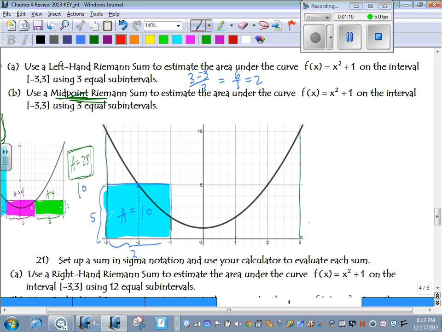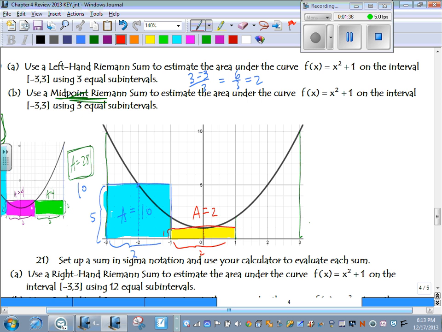Then our next interval, we're going from -1 to 1. The midpoint between -1 and 1 is 0. So we get our height from 0, and this is our rectangle right here. Base is still 2, the height is 1. Right? If we put 0 in here, 0 squared plus 1 is 1. So the area of this rectangle is just 2.